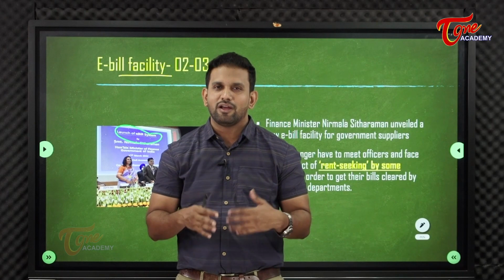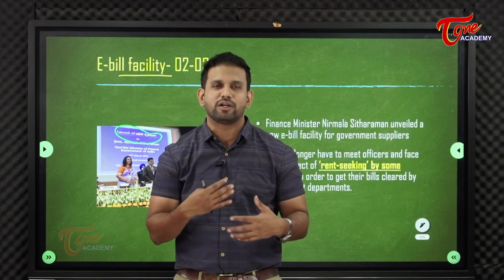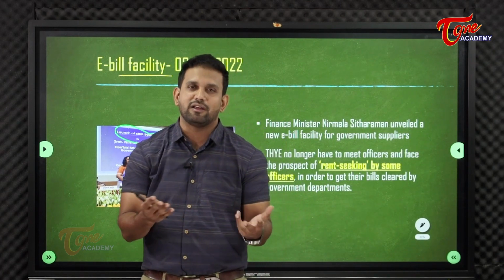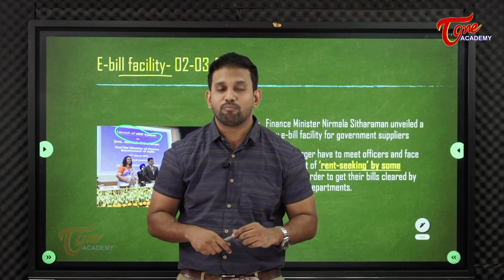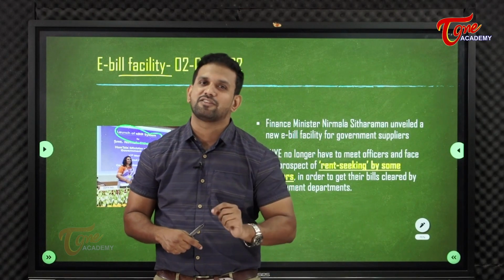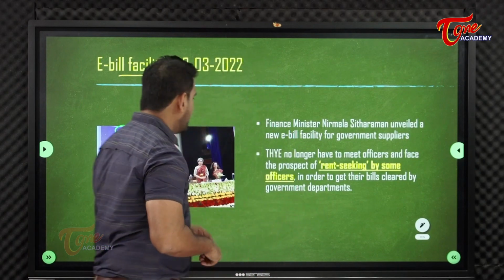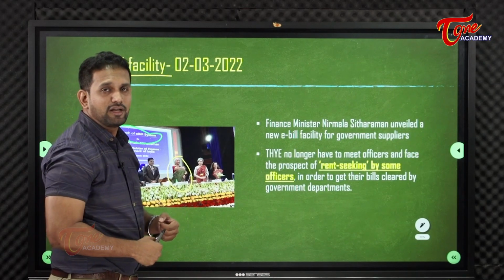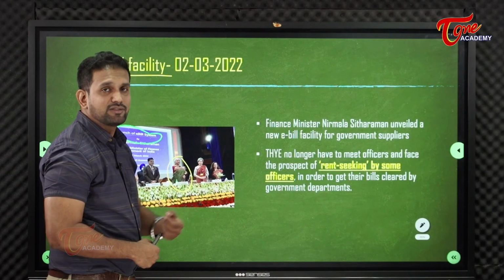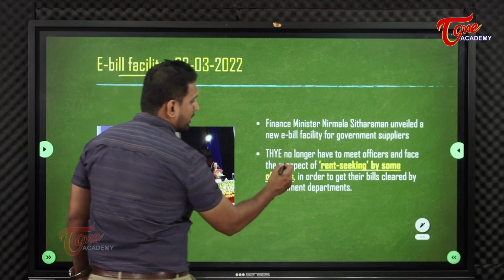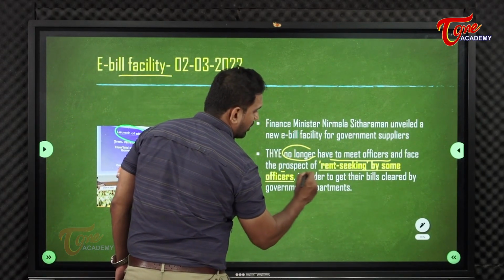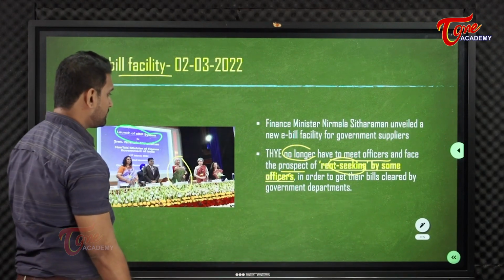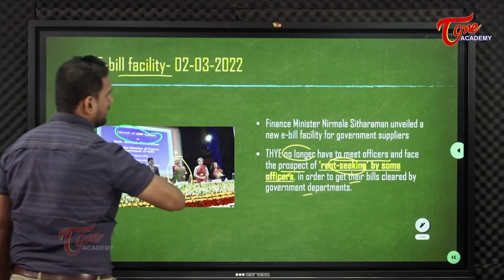So in a very good way, government cannot use the words corrupt officers like that. So what they have done is, those who have the intention of extracting money when the contractors come for the clearing of bills, the government is calling them rent seekers. So a very beautiful word is used by the government here. So that is all about it. Nirmala Madam has also given a demonstration to the vendors and contractors on how the system will work. No longer do I have to meet officers and face the prospect of rent seeking by some officers, means corruption. I don't have to do corrupt practices to get my bills cleared by the government departments.